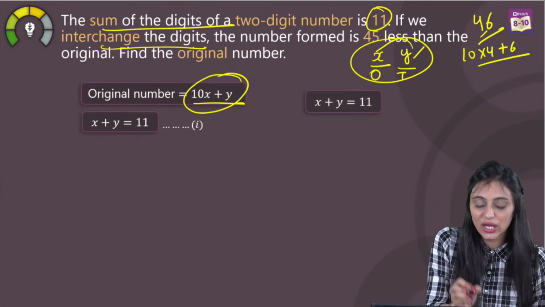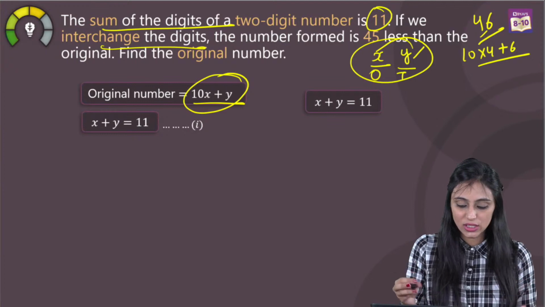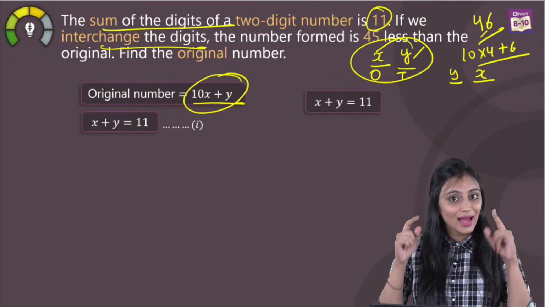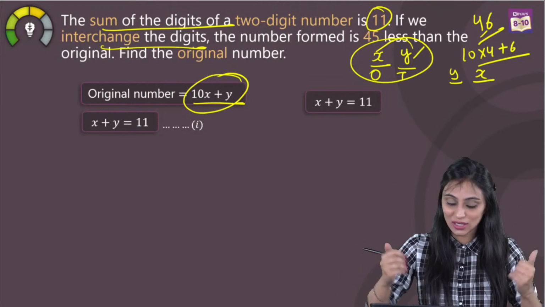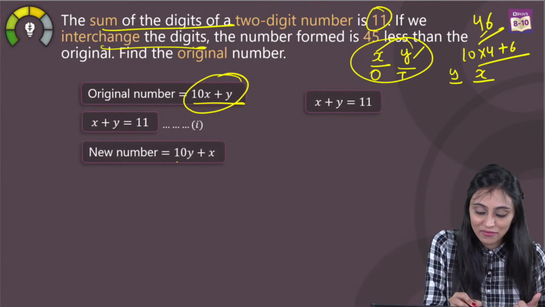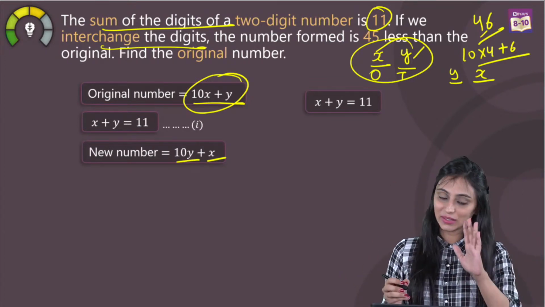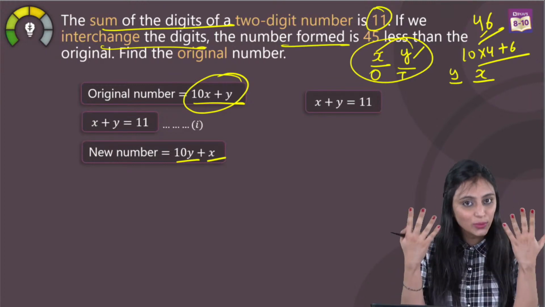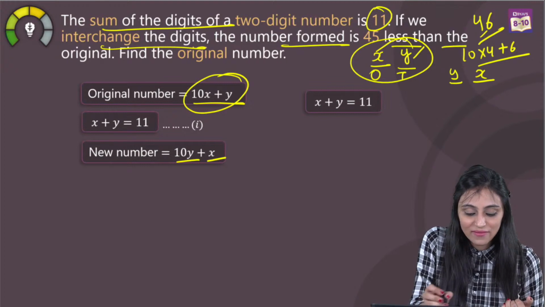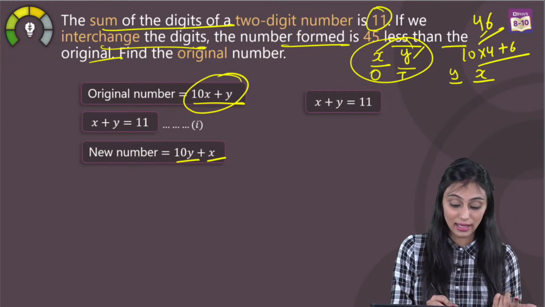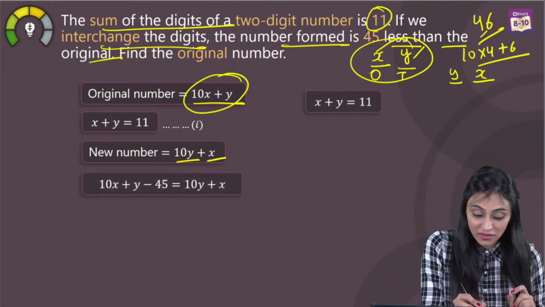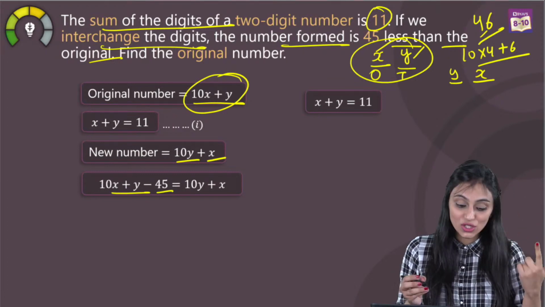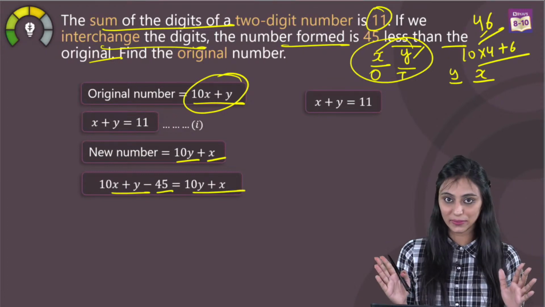Then if we interchange the digits, what does that mean, interchanging the digits? That means here we will have y, here we will have x. In that case, the number will also change, right? Now the number will become 10y plus x, correct? Okay. Now it says the number formed, whatever new number you have got, is 45 less than the original number. That means if I subtract 45 from the original one, then I get the new number, correct?